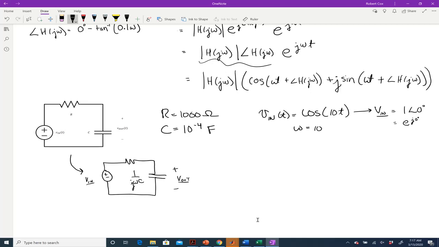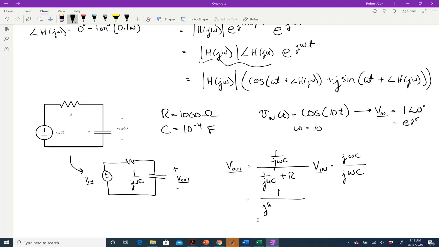So I can do a voltage divider on this. I get Vout equals 1 over j omega C over 1 over j omega C plus R, so that's the total impedance, times the phasor of Vin. I can do the same thing with this that I did up above with the Laplace transform, and multiply both top and bottom by j omega C. If I do that, this becomes simply 1 over j omega RC plus 1 times the phasor Vin.